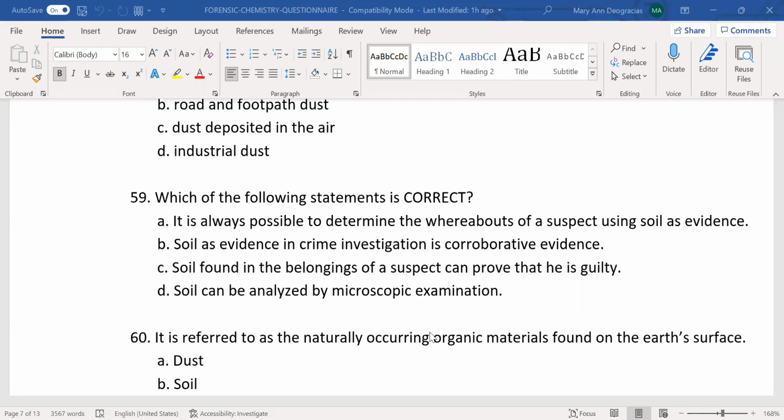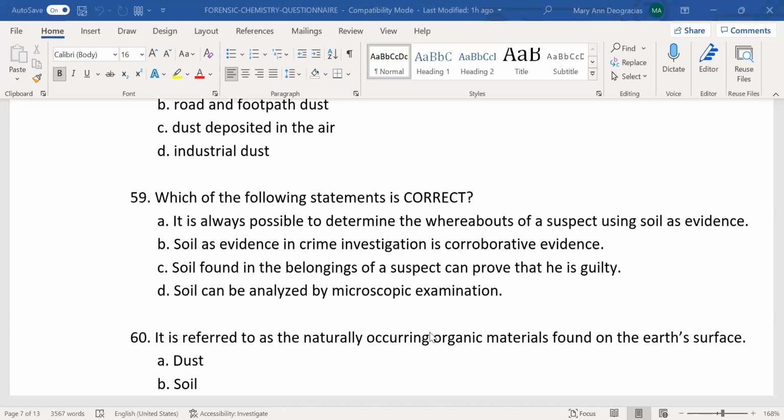All right. Soil can be analyzed by microscopic examination. Generalized, vague din yung sa soil can be analyzed by microscopic examination. Hindi siya ganun ka-conclusive. The most conclusive way of identifying soil samples is through spectrographic analysis. Spectrographic and X-ray diffraction. Ayan.